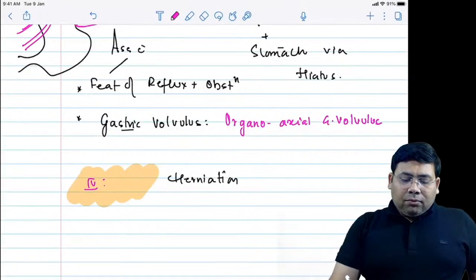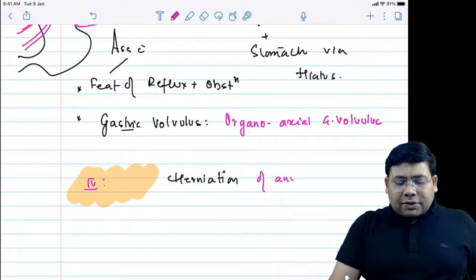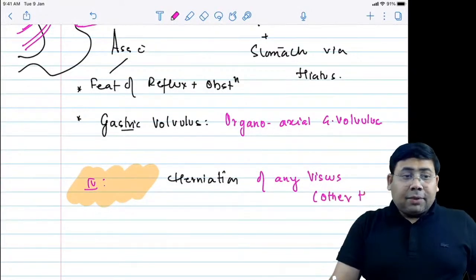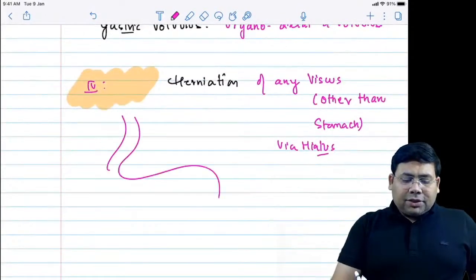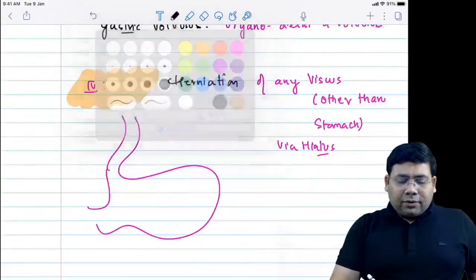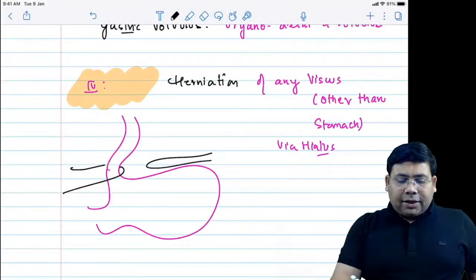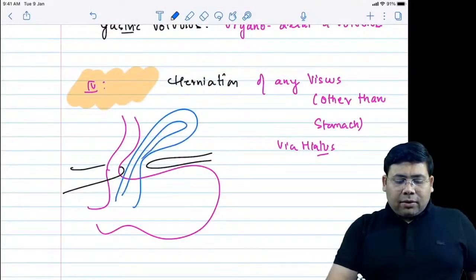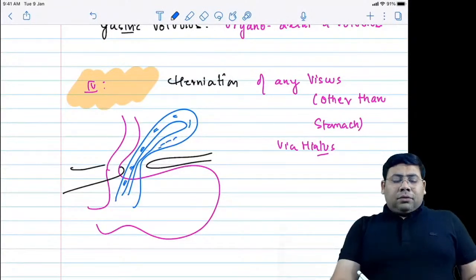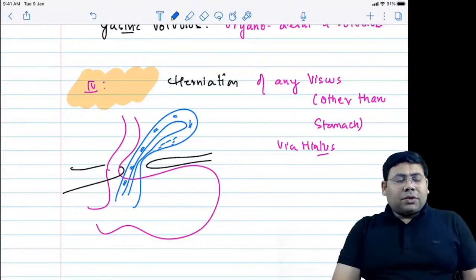What is type 4? Herniation of any viscus other than the stomach via the hiatus. This is what is type 4. So if you see, the G junction and the stomach are intact in their location, and this is the hiatus, and from this hiatus something is going up. Maybe you can say the transverse colon can go up, the jejunum can go up, anything. This is what is type 4.